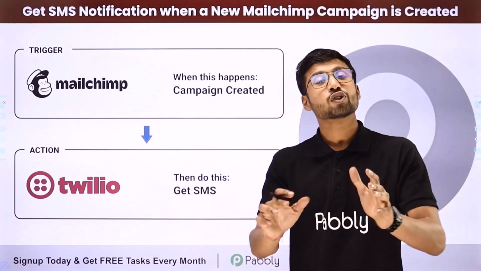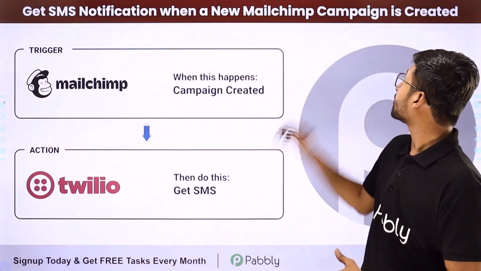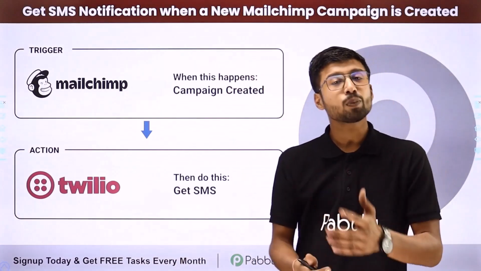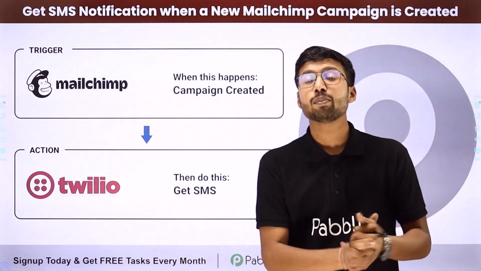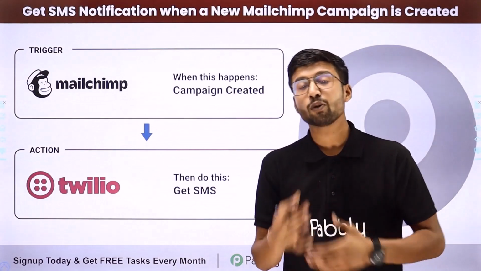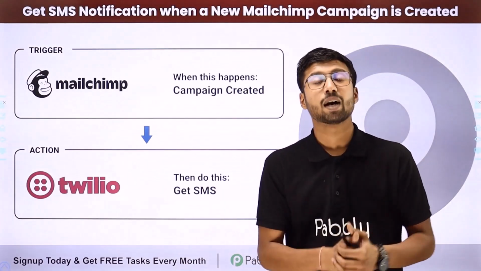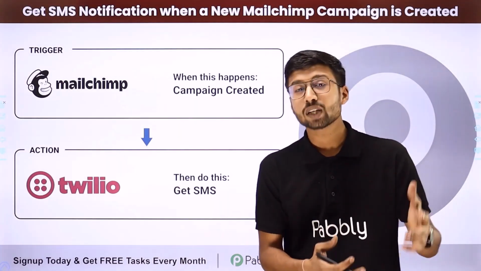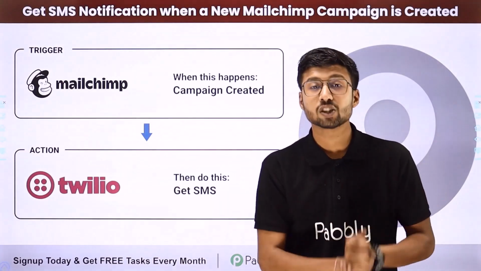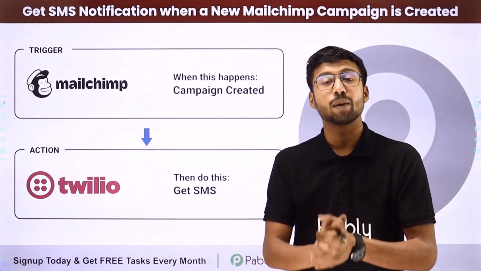So in this video, we are going to learn how to get SMS notification when a new Mailchimp campaign is created. Now suppose guys, if you're using Mailchimp as an email marketing platform, this automation is going to help you a lot. Suppose some of your team members actually manage the campaigns on your Mailchimp account, the email campaigns, and you want that whenever a new campaign is created and sent from your Mailchimp account to your customer, you want to get a notification on your number with the new campaign details.